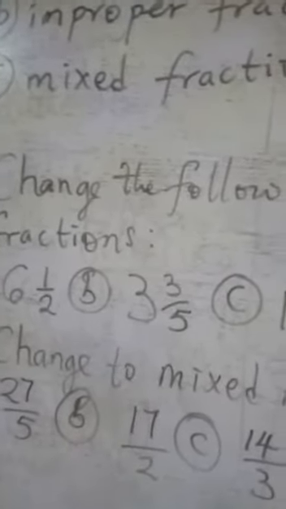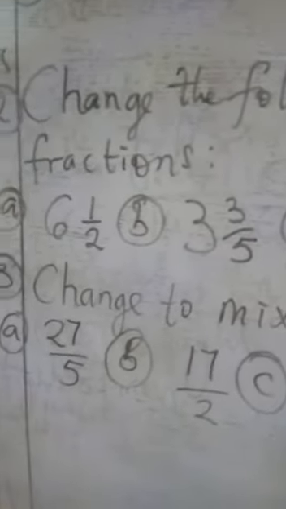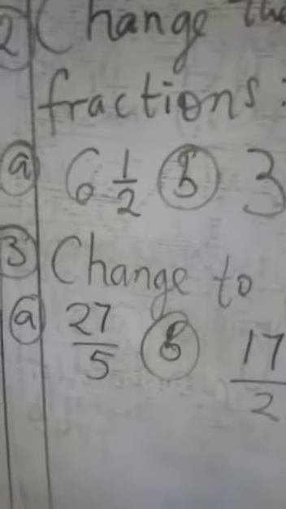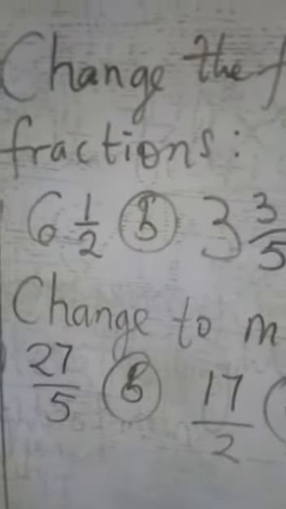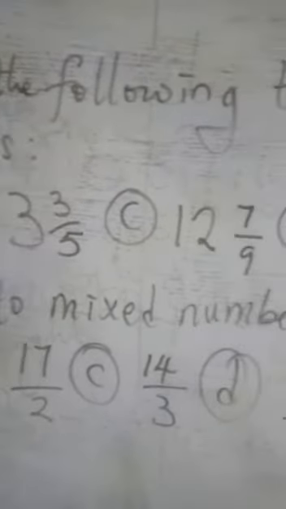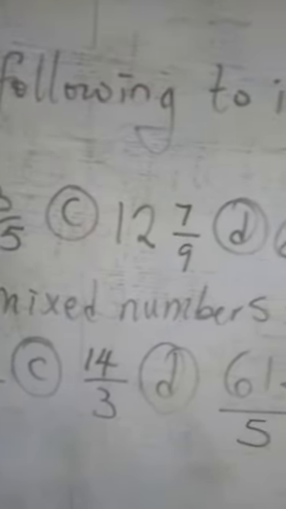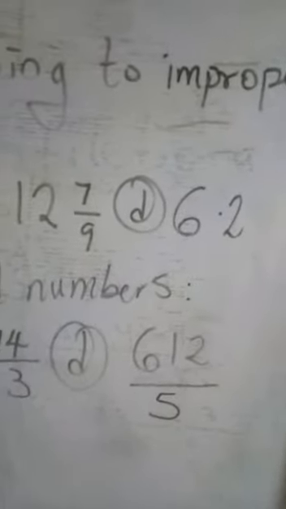So number 3, we have change to mixed numbers. You have to change all of these to mixed numbers. And the first one is 27 over 5. You know, we said this is improper because 27 is a big number sitting on a smaller number 5. And the next one is 17 over 2, while this is 14 over 3. And the last one here is 612 over 5. Be careful while doing this.